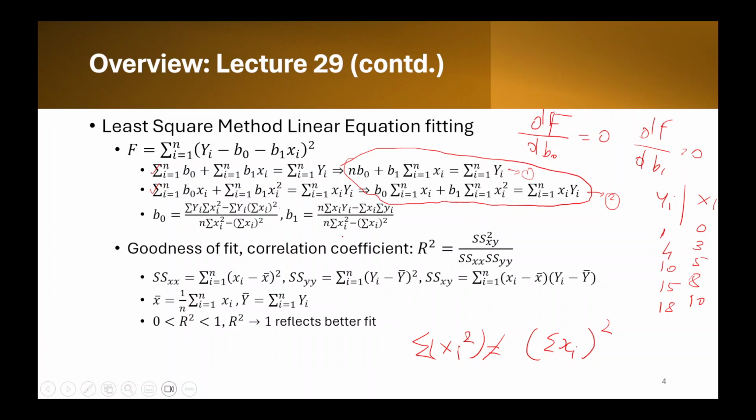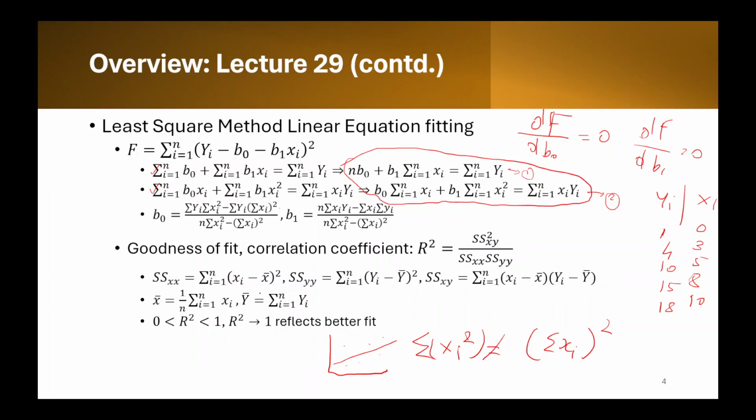To determine the goodness of the fit, whether the model you have predicted is the best fit for your experimental data, suppose this is your experimental data. If this line is the best fit for your model, how do you gauge that? You use the correlation coefficient, which is given here by r square. The expression is SSxy whole square upon SSxx into SSyy. And the relations for these are given here.